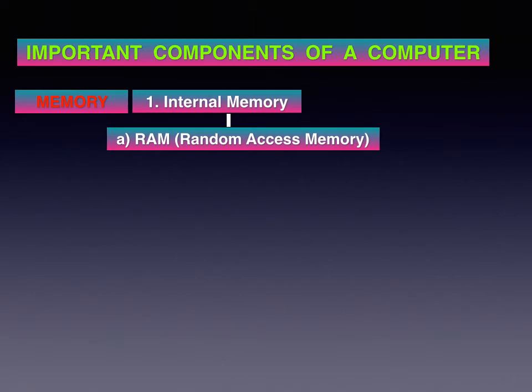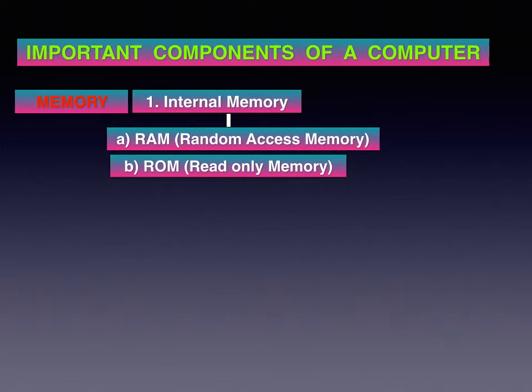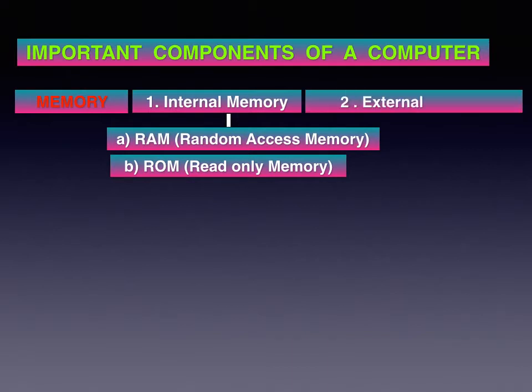This is created from electronic components. Any electronic component can function only as long as it is supplied with electricity. The second type is called ROM, read-only memory. The information stored here can only be read. We cannot make changes to the information originally stored here. The second type of memory is called external memory.